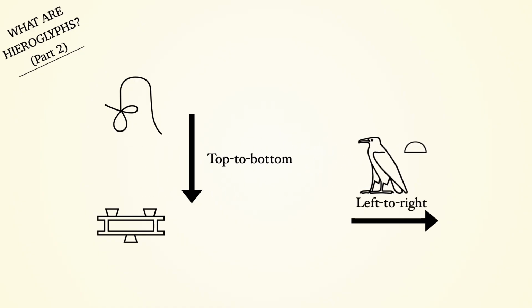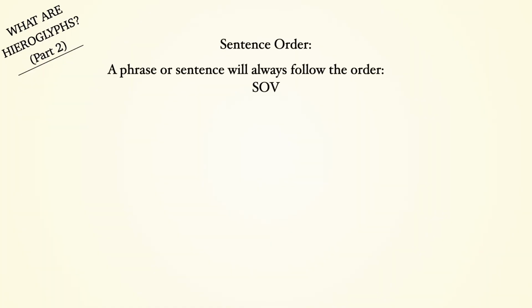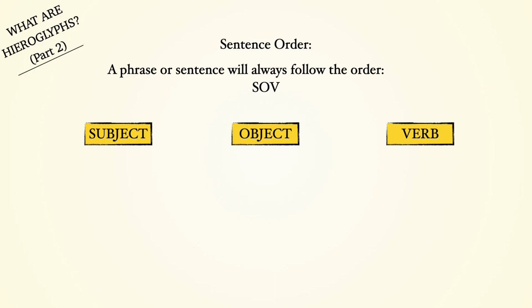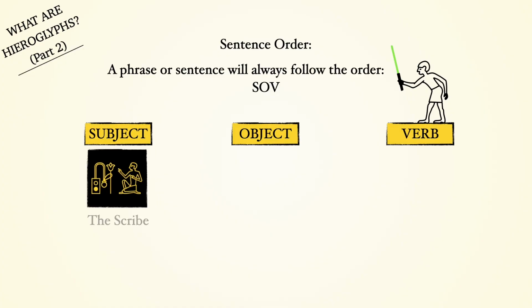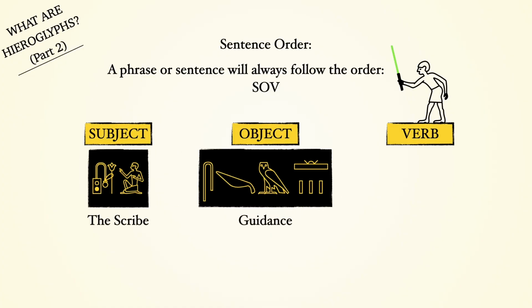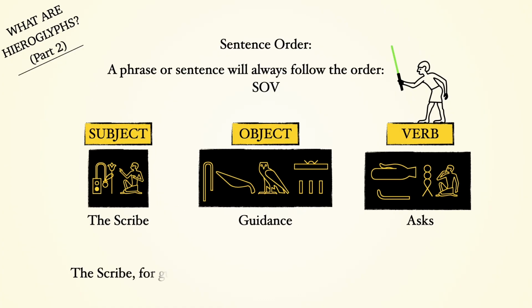It is important that we learn as well that sentences are constructed in a specific way. A sentence will always follow the order of subject, object, verb. Luke, the force, use. Or in this hieroglyphic example, the scribe, for guidance, asks. The scribe asks for guidance. And I know how they feel, so I think on that note, that's a wrap for today's lesson.